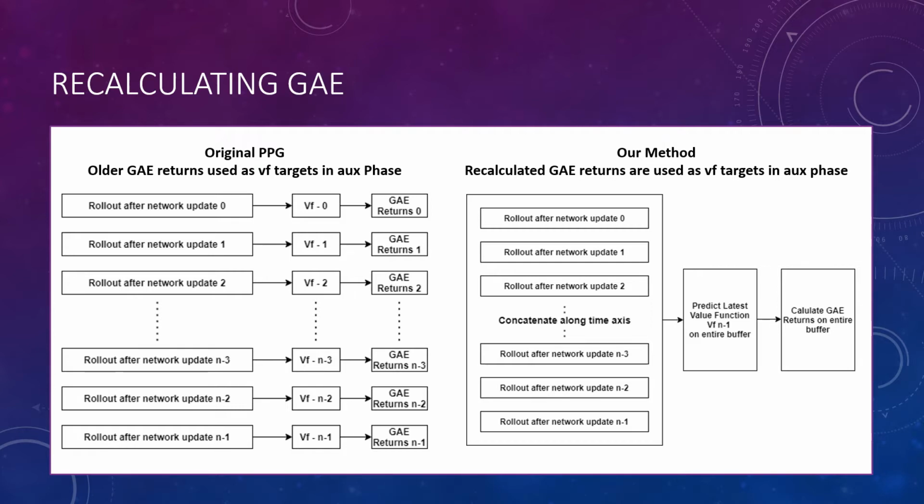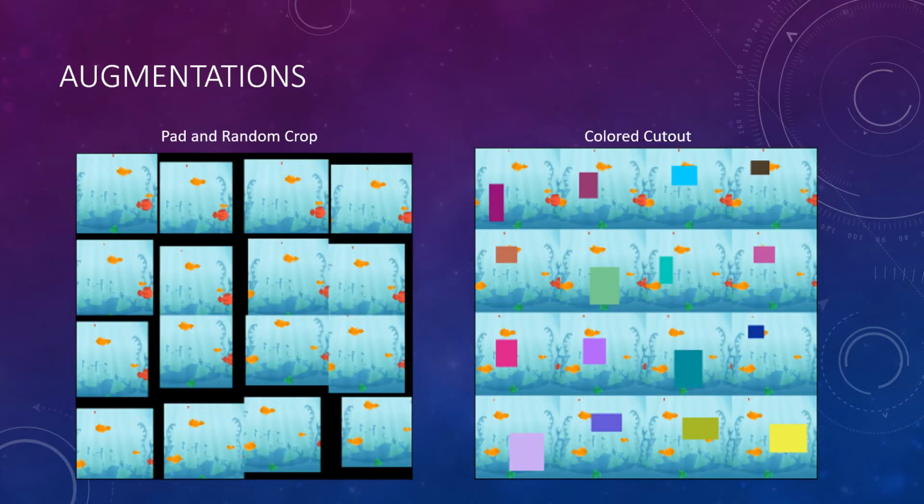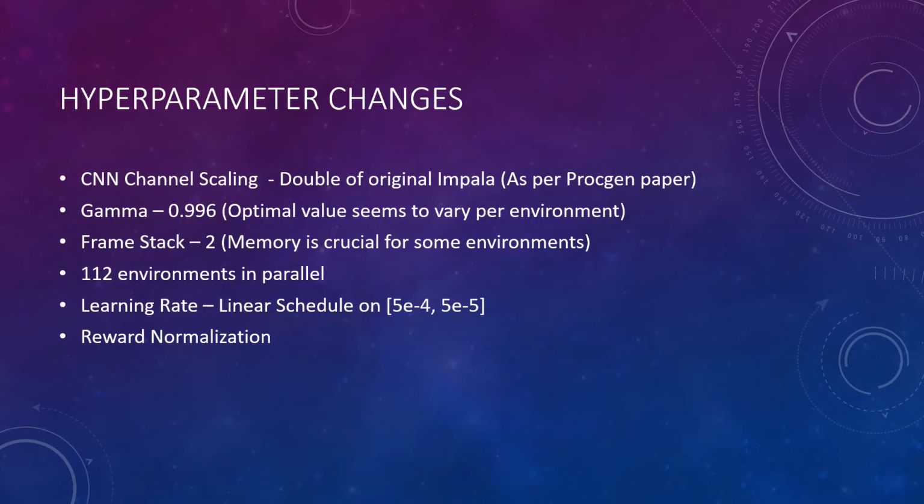The primary idea behind recalculating GAE is that the original PPG paper uses the GAE return targets for the auxiliary phase as the same return targets that it used during the PPO phase. Now those targets are actually calculated from a much older value function. So what we do is we predict the entire value function on the entire buffer again, and we calculate the new GAE values and use that as the new targets. The augmentations we use are from the RAD paper: the pad and random crop, and the colored cutout.